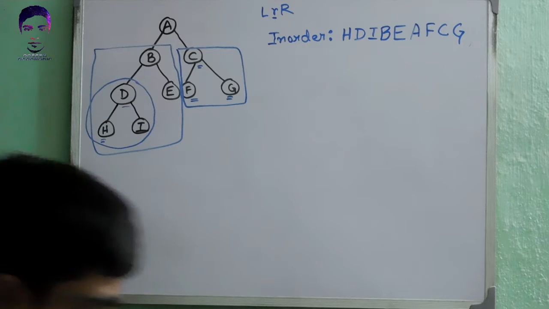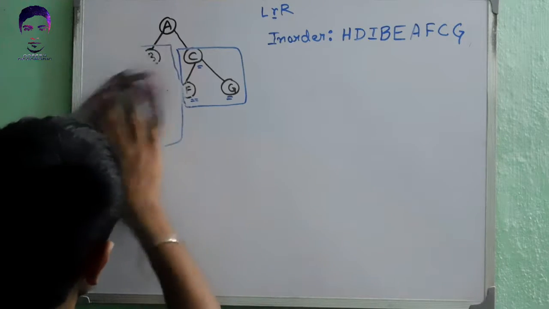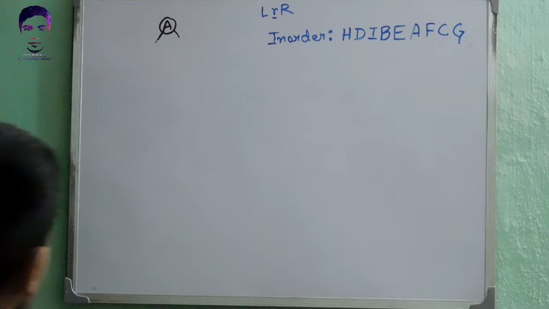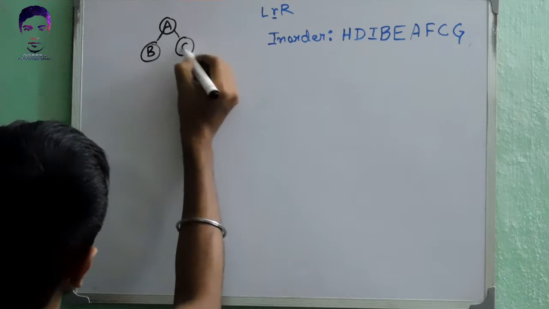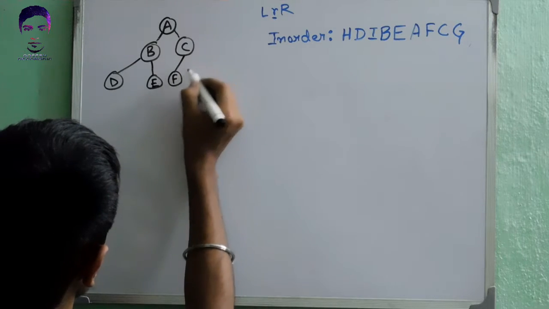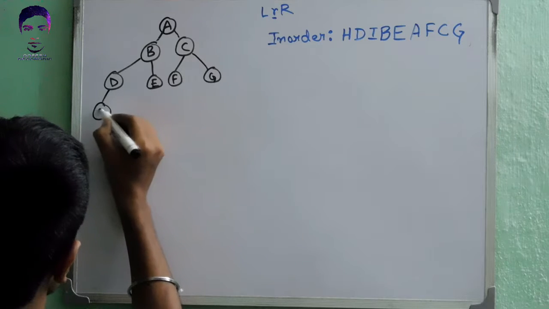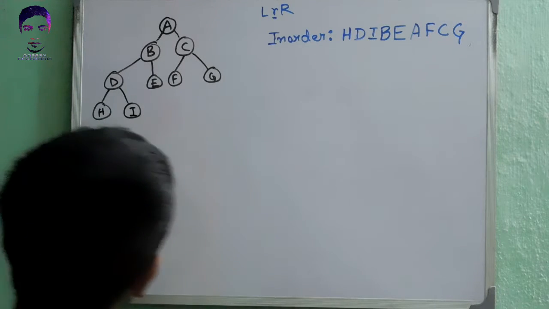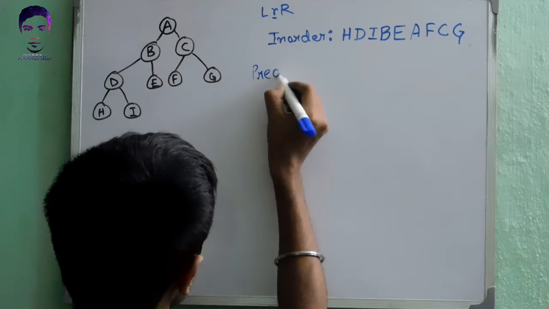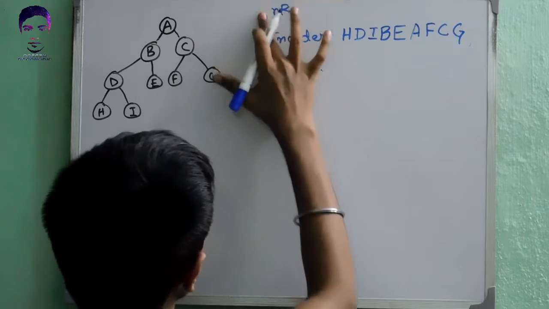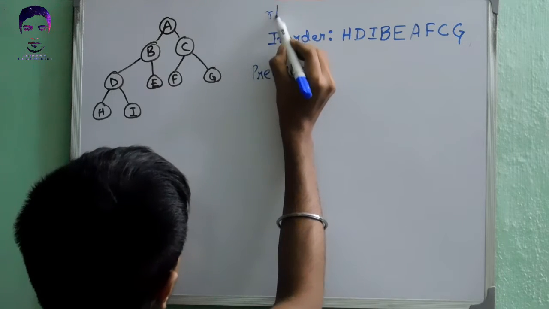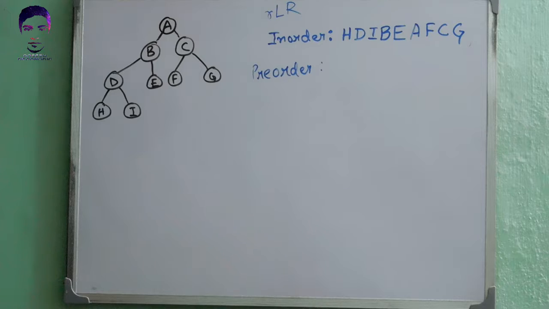Now let's look at the Preorder and Postorder traversals. For that I have to draw the tree again. So B, C, then we have D, E, G, H and I. Now let's go for the preorder traversal. For preorder, if you remember, I said earlier that the root must come before the left and right nodes.